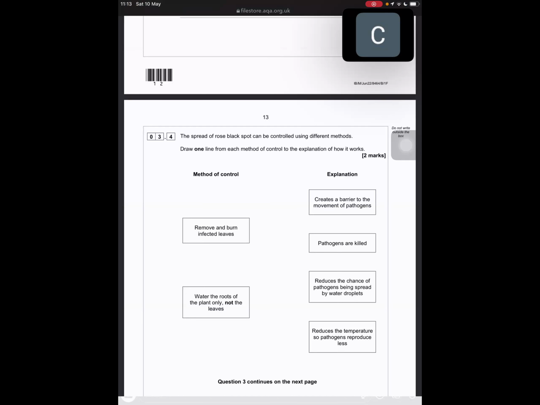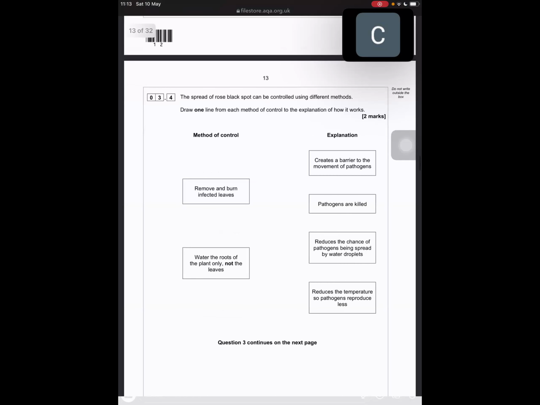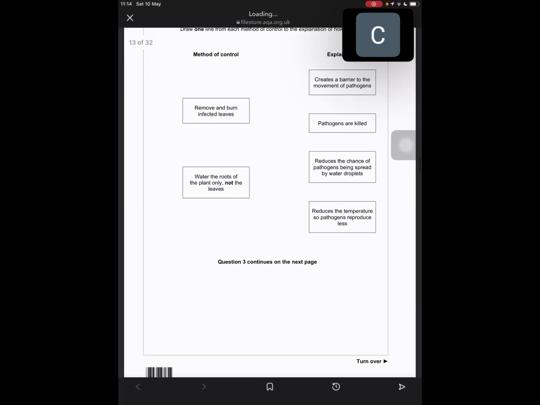The first one is the pathogens are killed. Oh, excellent. Okay, second one. It's called reduces the chance of pathogens being spread by water droplets. Okay, perfect. So did you see? I think sometimes one needs to just critically look at the options. Sometimes just looking at the options will give you a chance of making sure that the answer you chose was correct. Okay, let's move on.